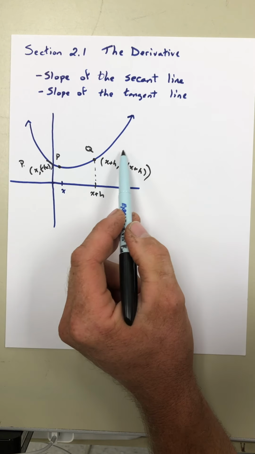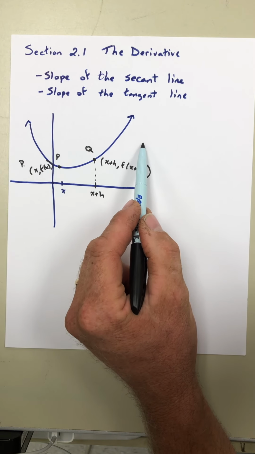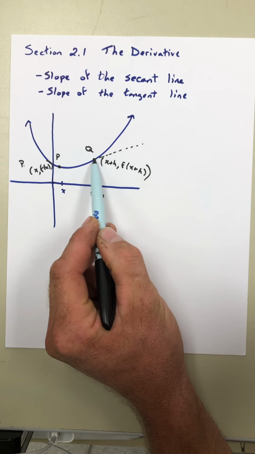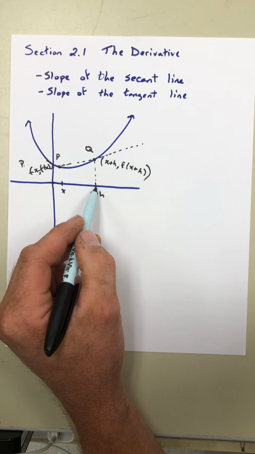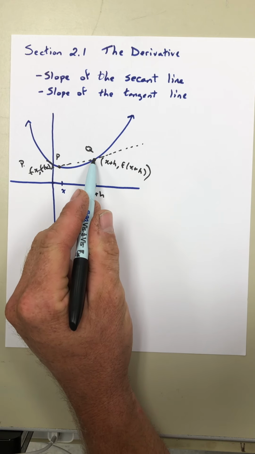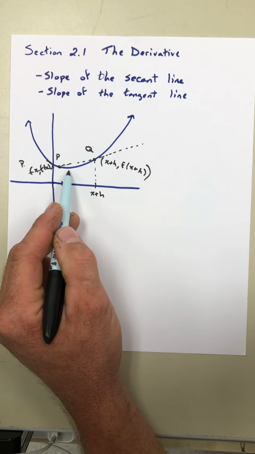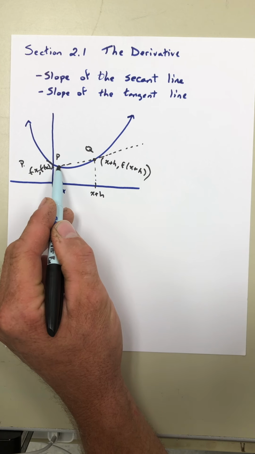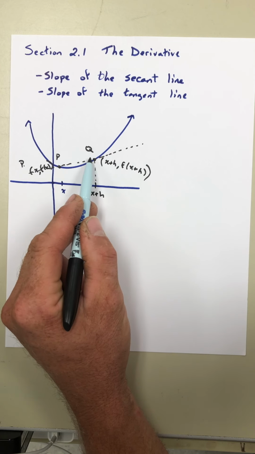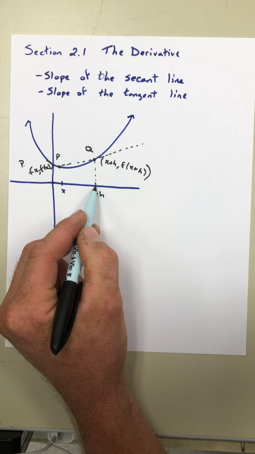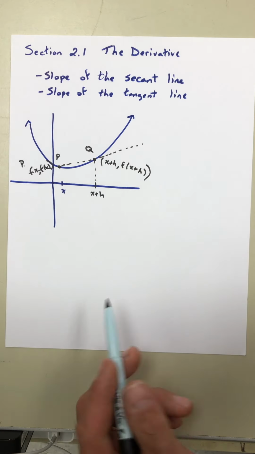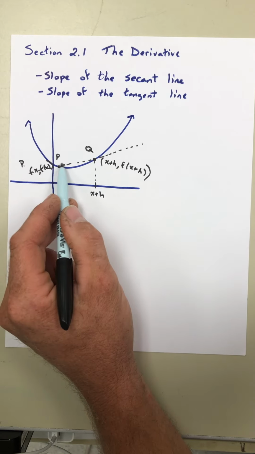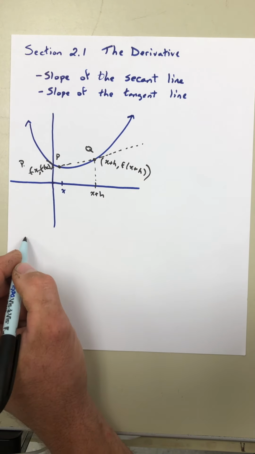And remember what we did, we created a secant line. And what we wanted to do was to get this point Q to move along the graph here and to make it to point P. And we did that by taking h and making it smaller and smaller and smaller. Well, before we do that, we can find the slope of the secant line.